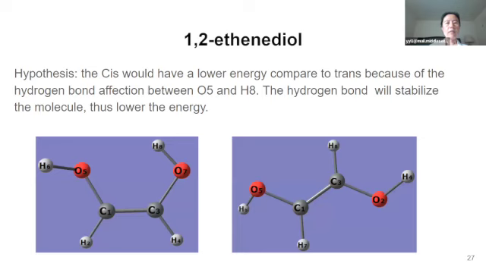So my hypothesis for the acetyl is the cis would have a lower energy compared to trans because of the hydrogen bond effect between the oxygen 5 and the hydrogen 8. The hydrogen bond will stabilize the molecule, thus lowering the energy.